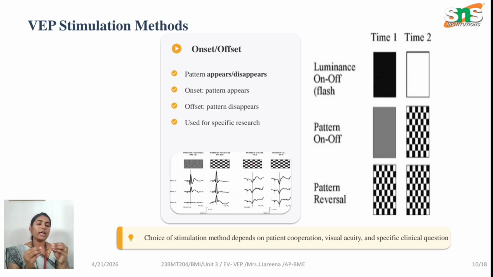This is highly recommended for research, for those working on visually evoked potential. In that case, this particular technique is very commonly used. So out of these three stimulations, the choice of stimulation again depends upon the type of people, their cooperation, their visual acuity, and whether they may have different physical or clinical problems. According to that, we can choose any one of these three.